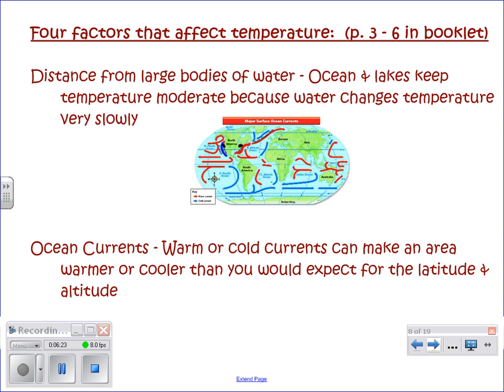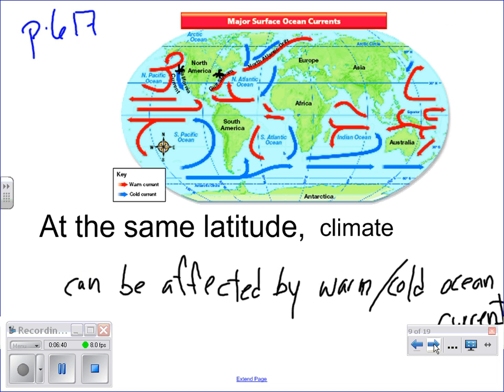You can look across the globe here in this picture and see how that might affect both South America and Europe, which have different areas. Look and see that there are going to be areas at the same latitude that would have different climates. This is a larger map of the same thing so that you can see those currents. It is from the textbook, page 617.